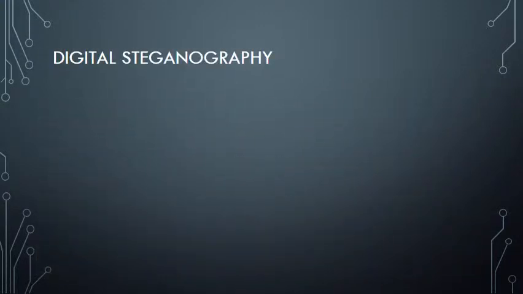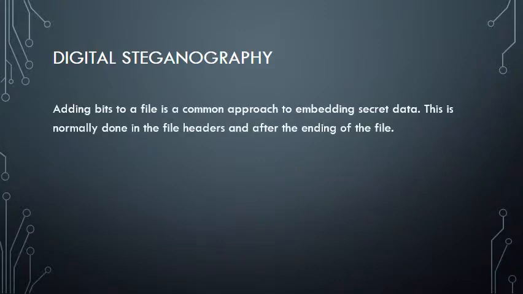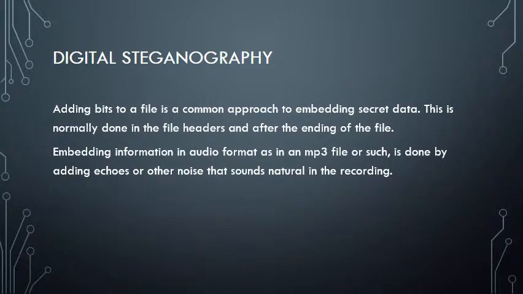Our focus, however, is of course on digital steganography. Adding bits to a file is a common approach to embedding secret data. This is normally done in the file headers and after the ending of the file by concatenating additional data onto an existing file. Embedding information in audio formats such as MP3 or WAV can be done by adding echoes or other noise that sounds natural in the recording.